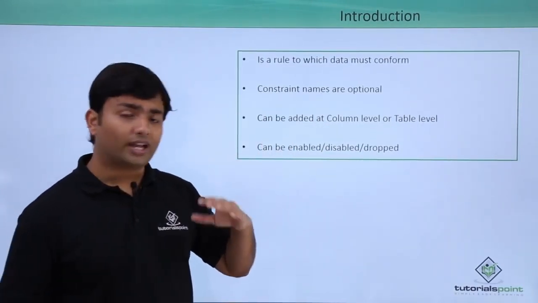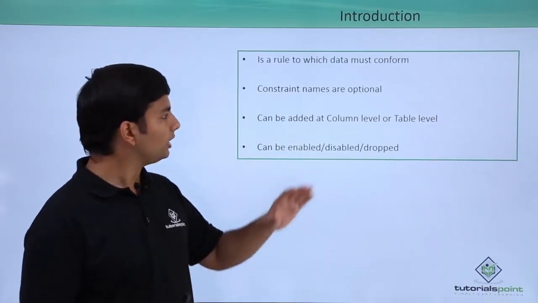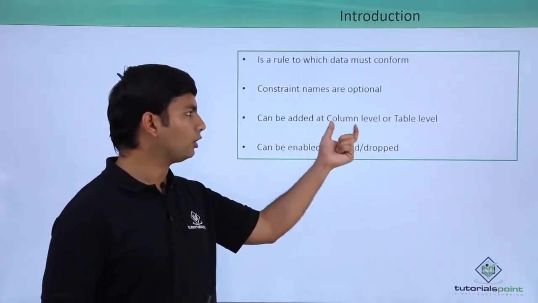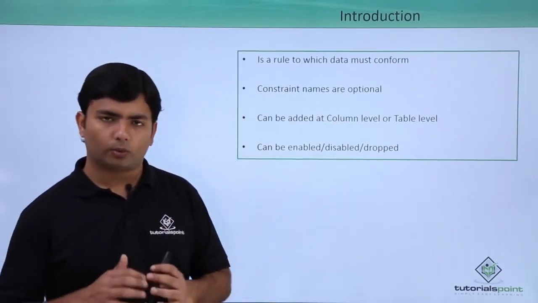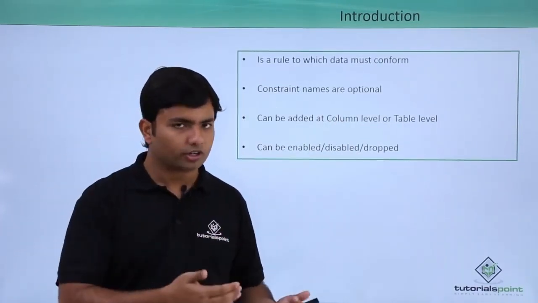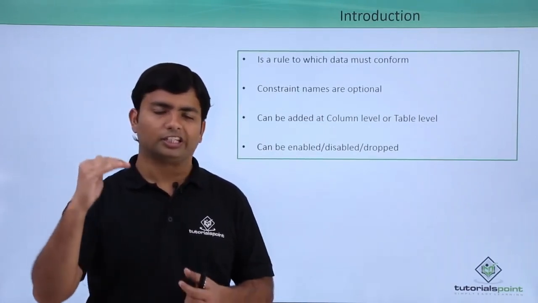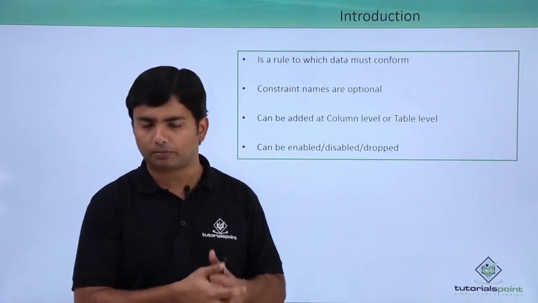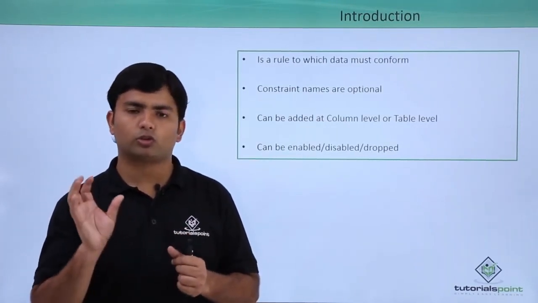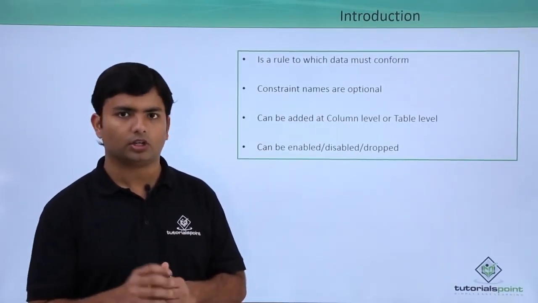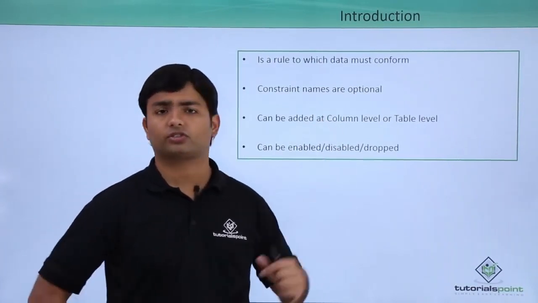Now, while adding, you can add a constraint either at column level or at table level. When we create a table, as we have already seen, we specify each and every column name separately. While defining a column, if you want to pass the constraint description, it will be a column level constraint.